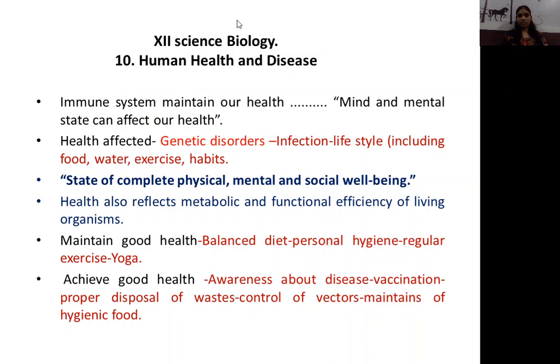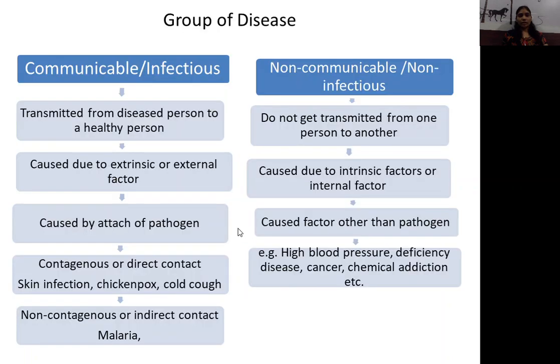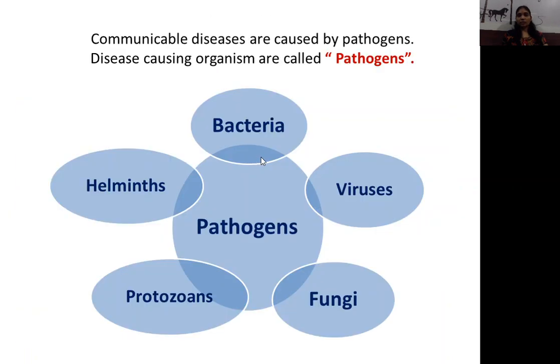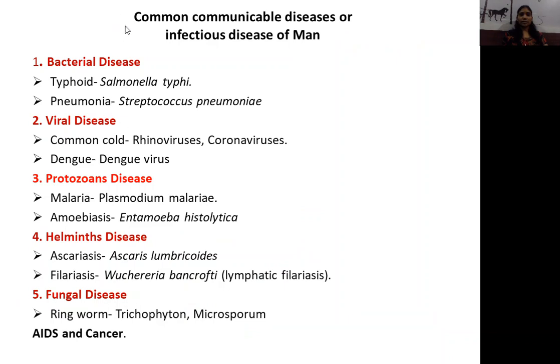Last lecture, or last video, we started the human health and diseases chapter of the biology subject. In that we were studying health, then disease and different types of disease. We differentiated them, then studied different types of pathogens, parasites, and different types of parasites with their examples. And lastly, the list of common communicable or infectious diseases.